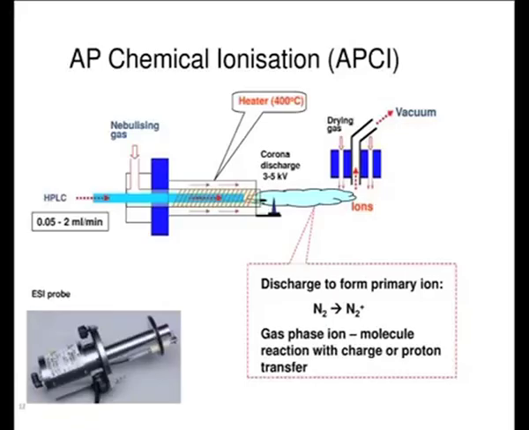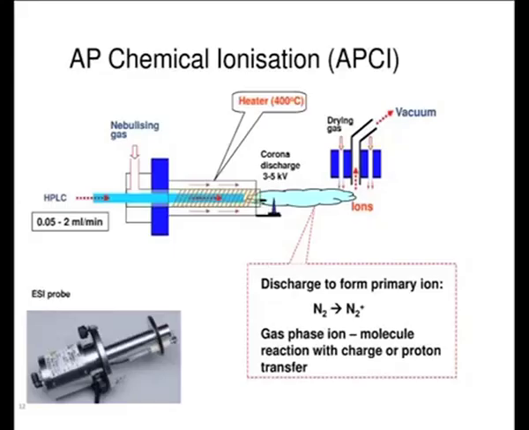This is where the ionization takes place. Nitrogen gets ionized, and when it strikes your molecules, the charge gets transferred and the compound gets ionized. This is the process of chemical ionization. And then finally, the compounds which are ionized enter the vacuum in the mass spectrometer.